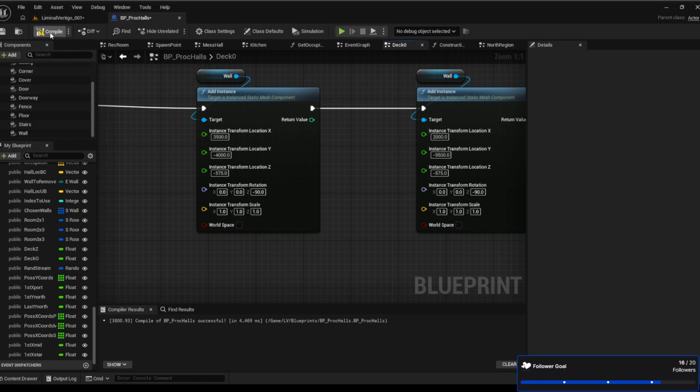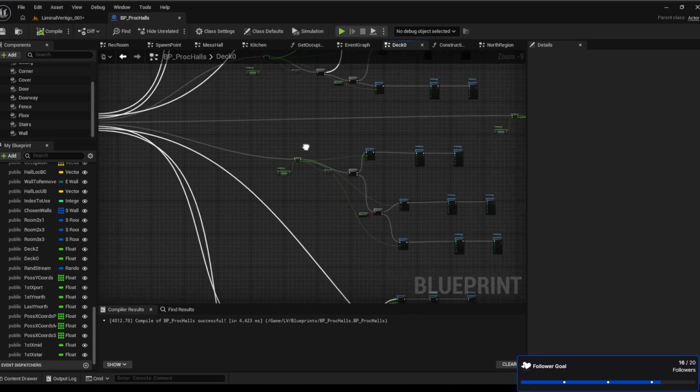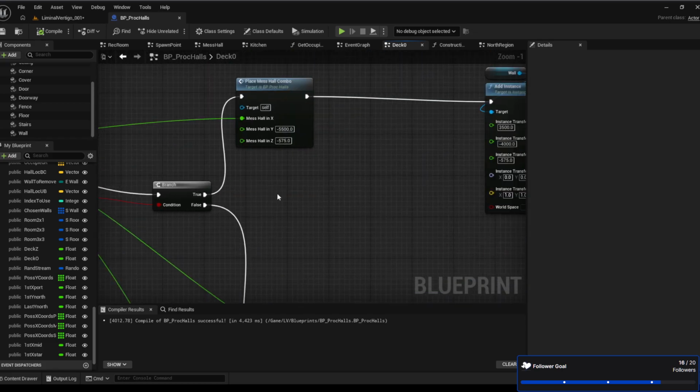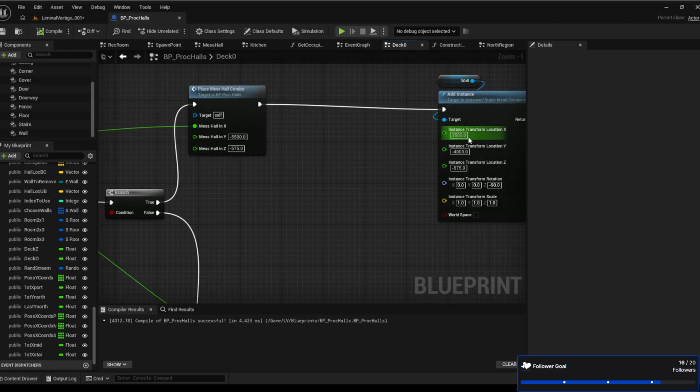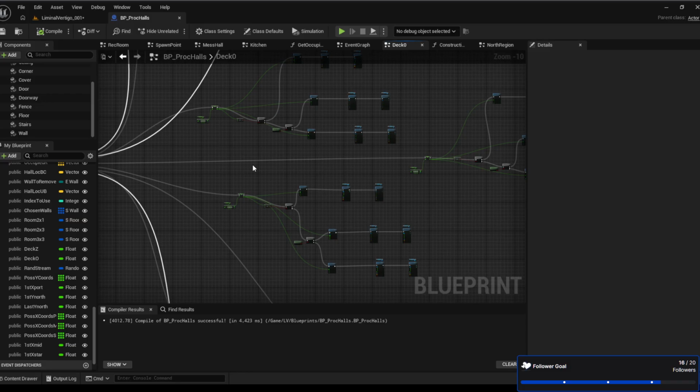All right. Okay. All right. So that was for the southern section. No, not the southern section. It was for the starboard section. Starboard. All right. Compile.